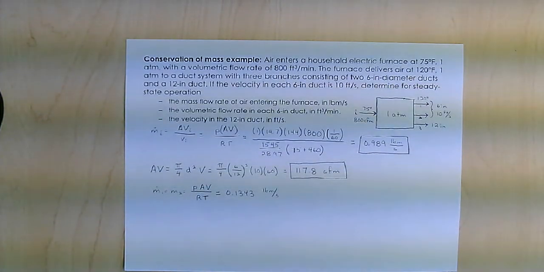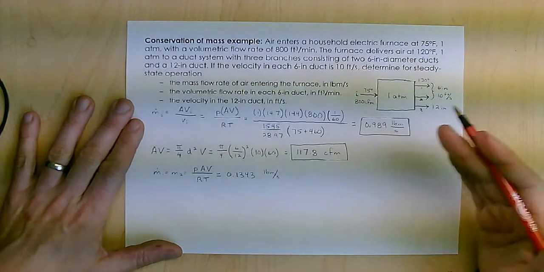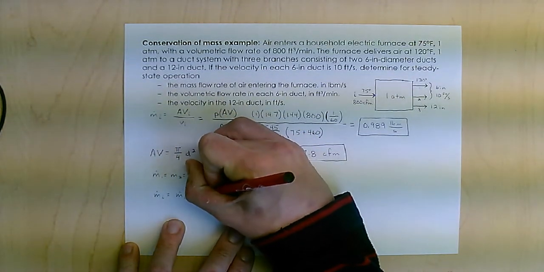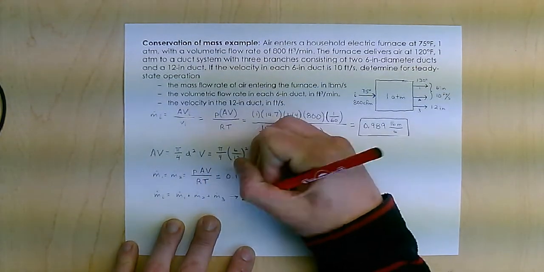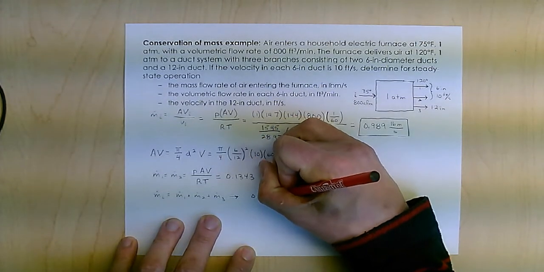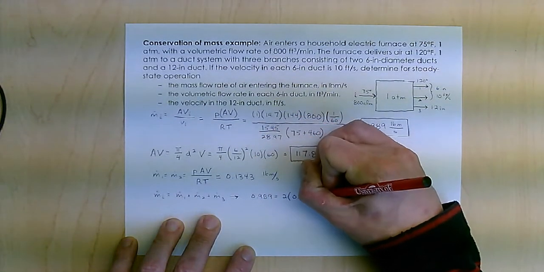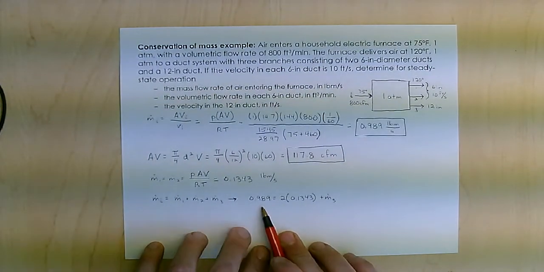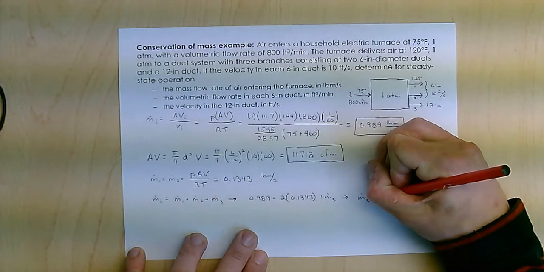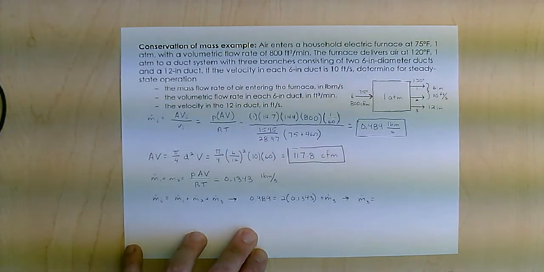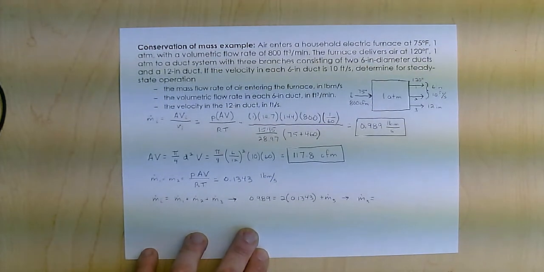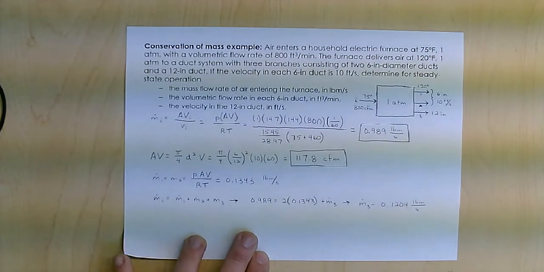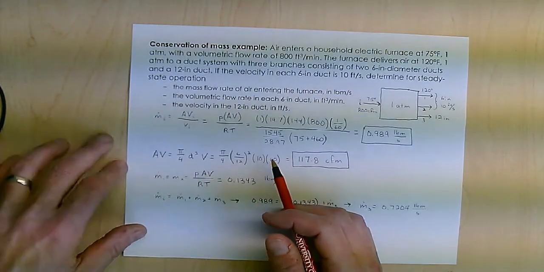Okay. From this, I'm going to use my conservation of mass equation, which is essentially mass flow in equals mass flow out, which basically means my mass flow in equals mass flow 1 plus mass flow 2 plus mass flow 3. So 0.989 equals 2 times 0.1343 plus mass flow 3. Again, I've got two of these with that mass flow. This is what's coming in. Therefore, the mass flow in duct 3 is 0.7204 pounds per second.